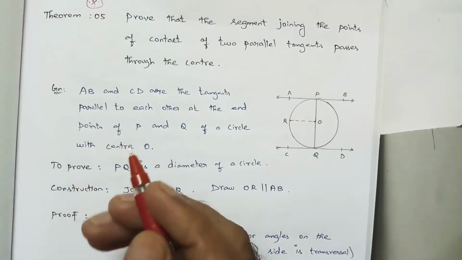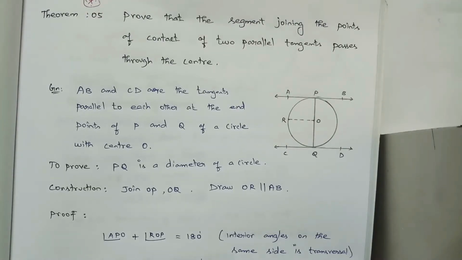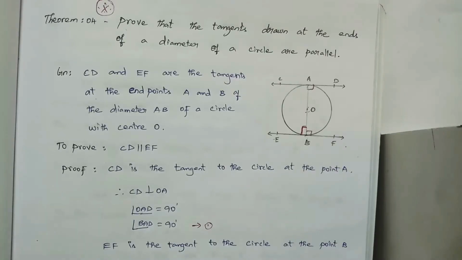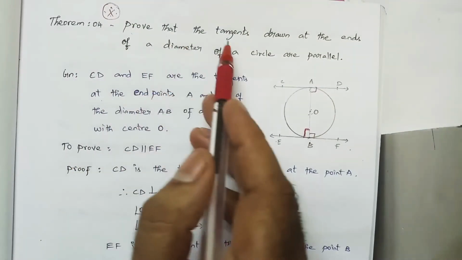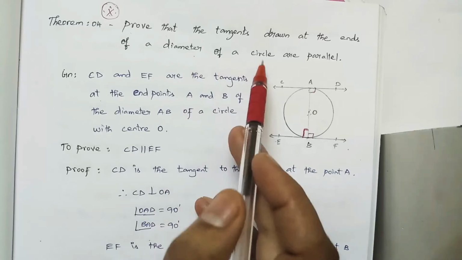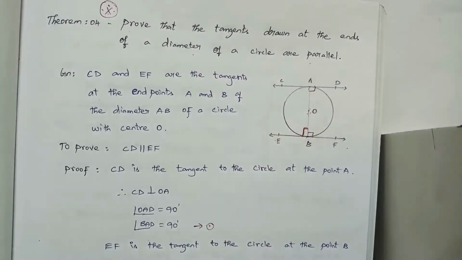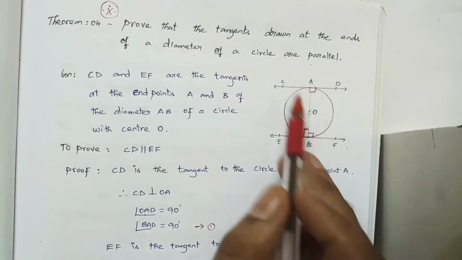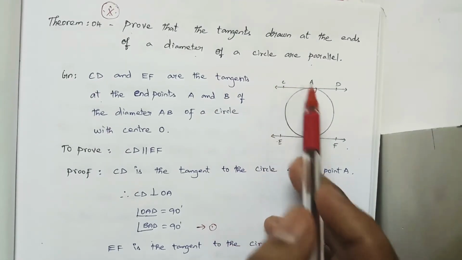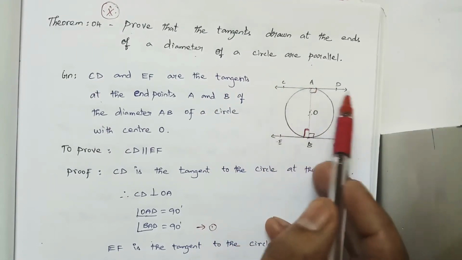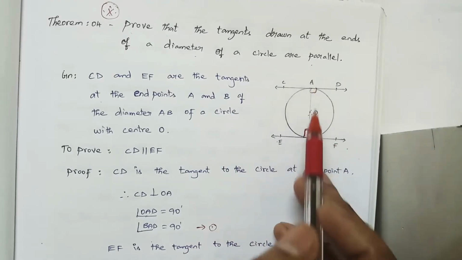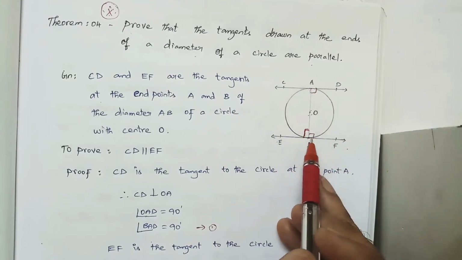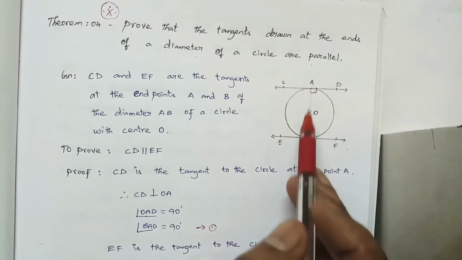What is theorem number 4? First we will see the 4th theorem, then we will see the 5th theorem. Theorem 4: Prove that the tangents drawn at the ends of a diameter of a circle are parallel. So what do we want to prove? We want to prove that when we draw two tangents from the end points of the diameter, the two tangents are parallel.